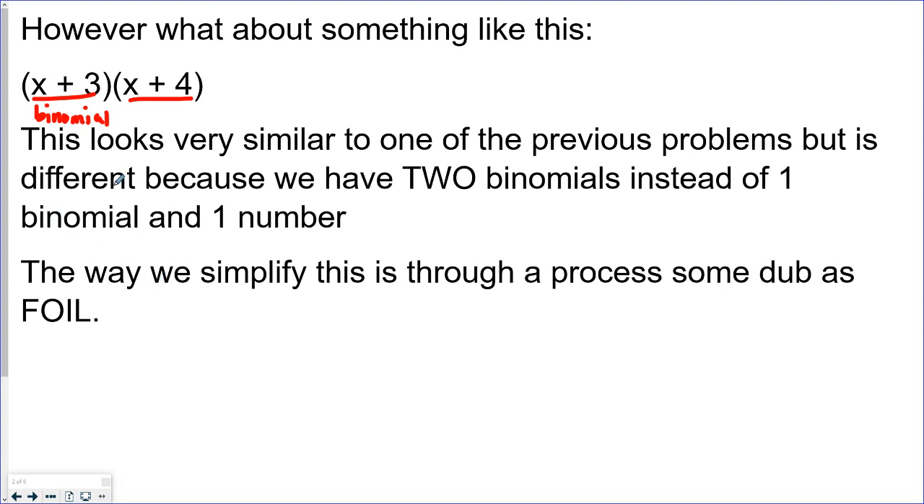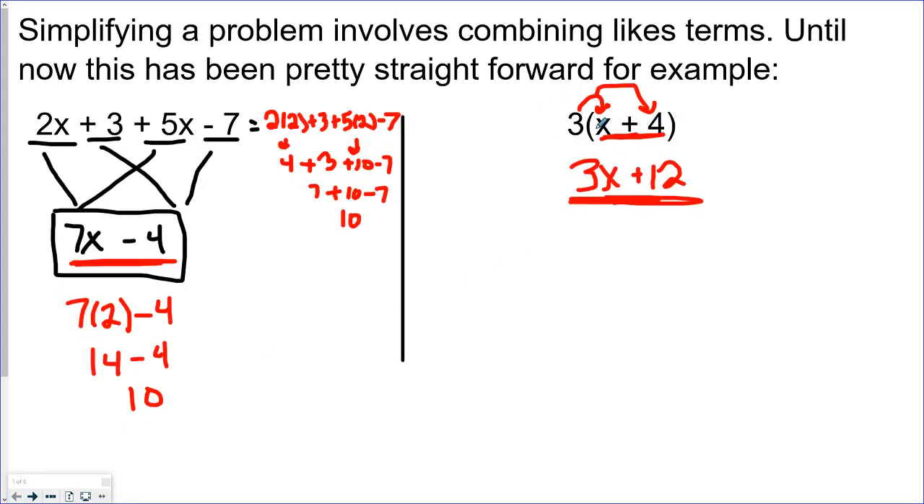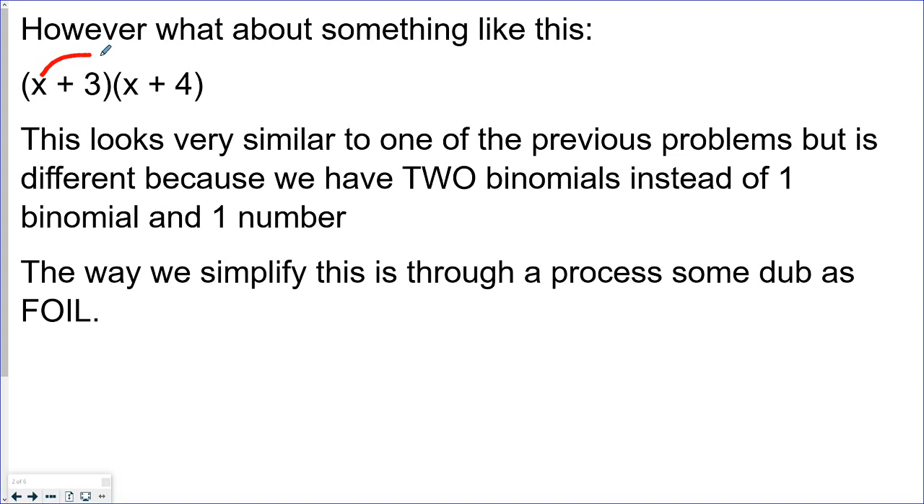So let me give myself a little bit more workspace here. All right. So what if we want to solve, or rather simplify, something like this? Well, we look at this here. It looks very similar to the one we did previously, right? It looks very similar to this, except that it's not just a 3. It's a whole other binomial. It has more than just a number. So you might think, well, let's just do x times x and 3 times 4. And that would give me x squared plus 12, right?